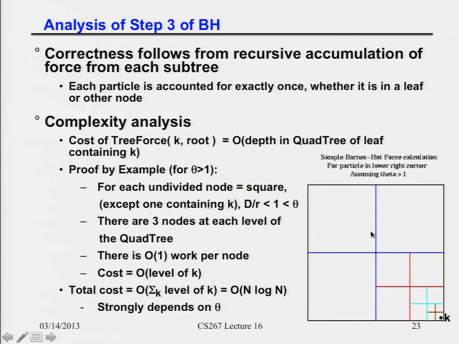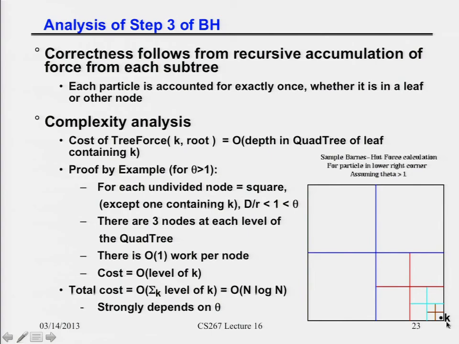So let's suppose my particle is sitting down here in the bottom corner. So it's really easy to see what decisions the algorithm will make. My particle is sitting in this corner, and I'm going to let my theta, my criterion, be a little bit bigger than 1. So it'll be really easy to see which boxes the tree force subroutine says you're far enough away.